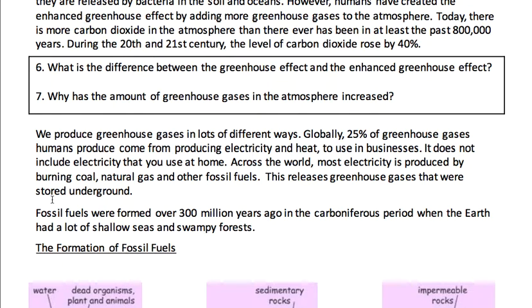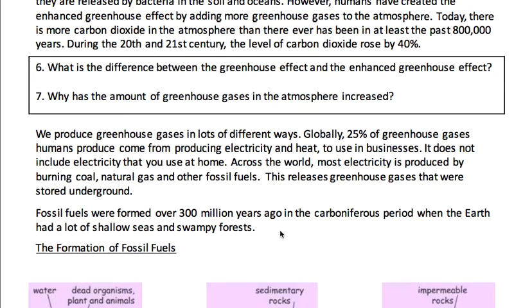Fossil fuels were formed over 300 million years ago in the Carboniferous period. I say Carboniferous period, you say Carboniferous period. Let's do it slowly now. Carboniferous, you say Carboniferous. Tricky word. That's just a period in the Earth's history. So, fossil fuels were formed over 300 million years ago in the Carboniferous period when the Earth had lots of shallow seas and swampy forests.